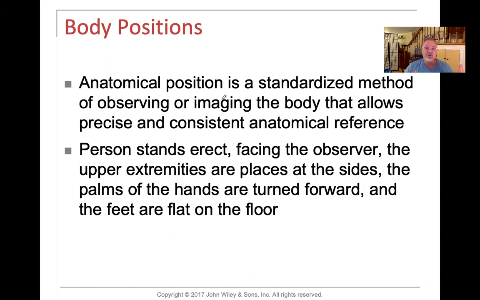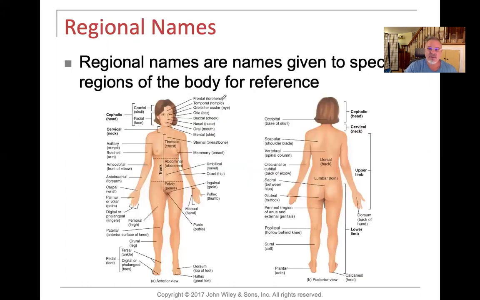And every time we use a reference term, you have to think of an individual standing with their palms facing forward, feet flat on the floor, as we see with this individual on the left-hand side. So let's get comfortable with some of the terminology here.